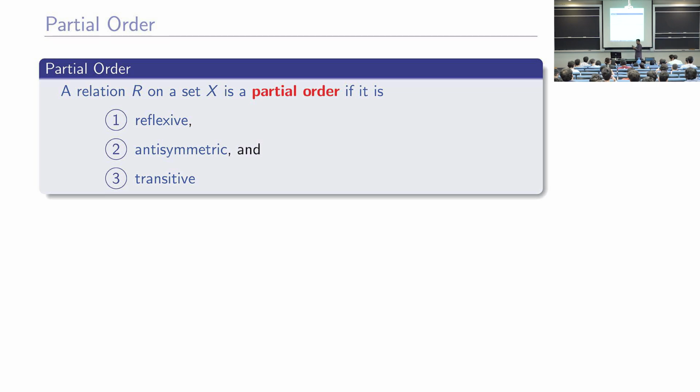Remember, we talked about how symmetric and antisymmetric are not the negation of each other. Not symmetric can be something else. A relation can be symmetric and antisymmetric simultaneously. A relation can be neither of them, but these three properties have to be there in a relation for it to be called a partial order.